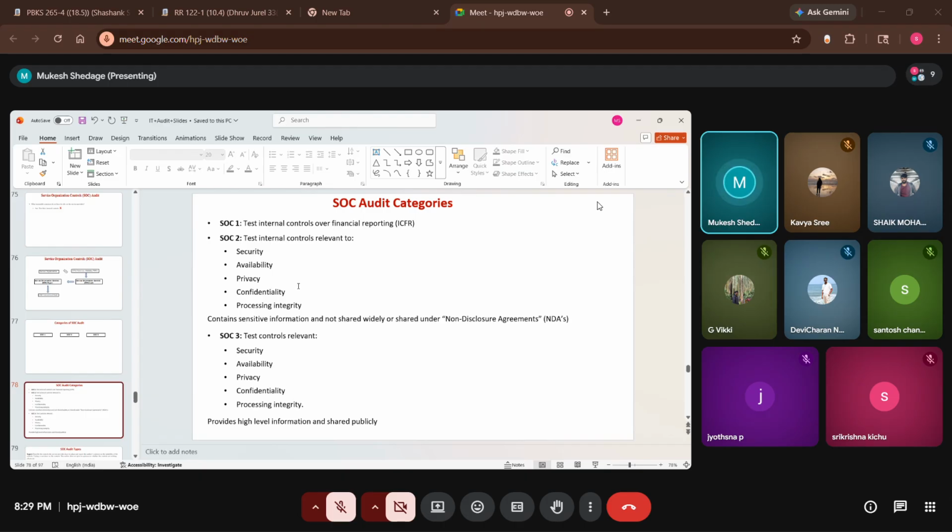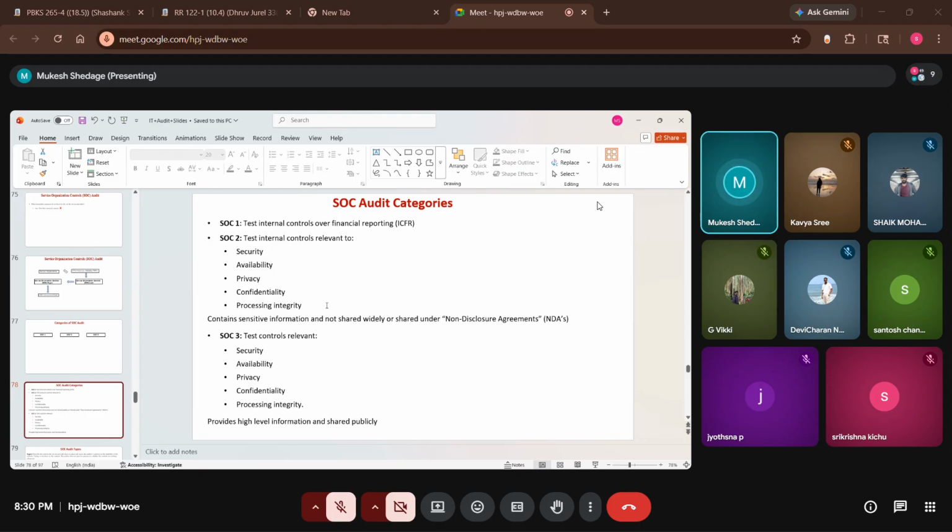SOC 2, on the other hand, is where we test the controls like security, availability, privacy, confidentiality, and integrity. So these are the five trust security principles. Always remember: trust service criteria, TSC, five TSCs or five trust security principles. So SOC 2 controls are only these: security, availability, privacy, confidentiality, and processing integrity.